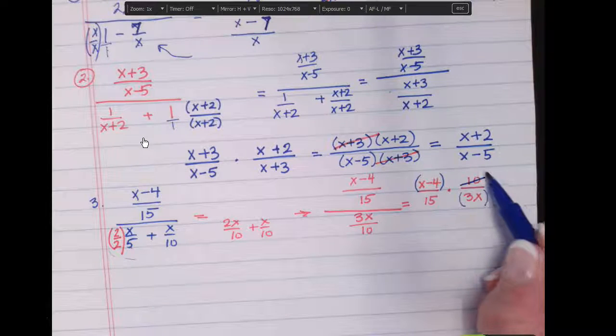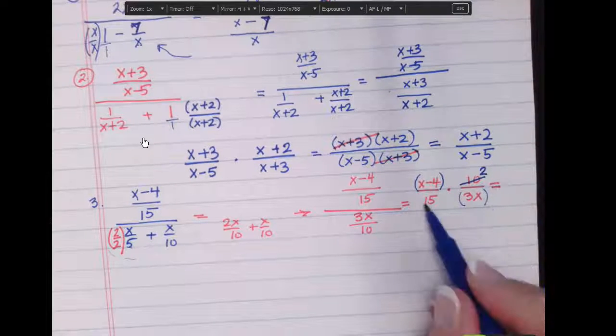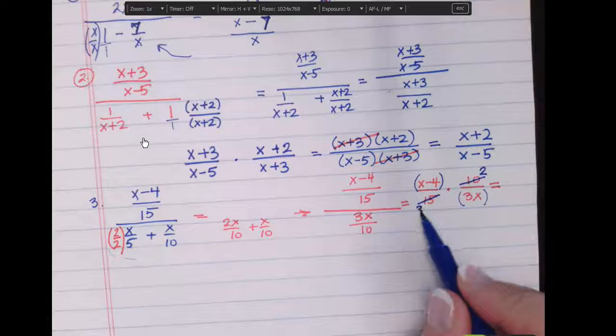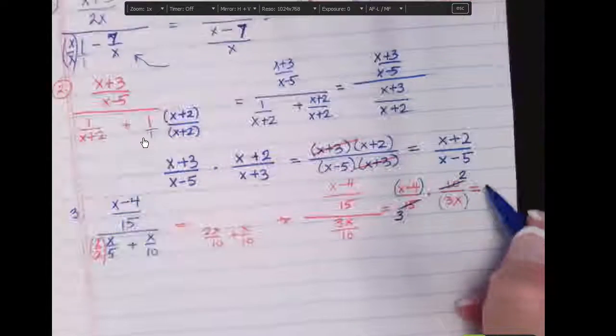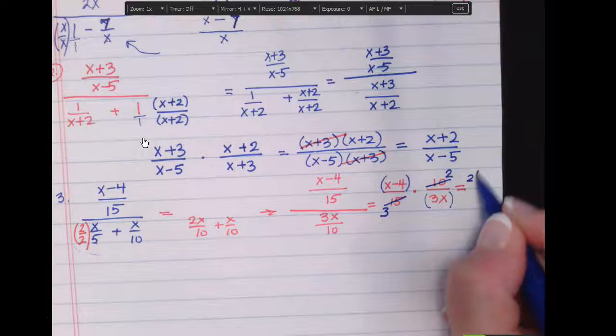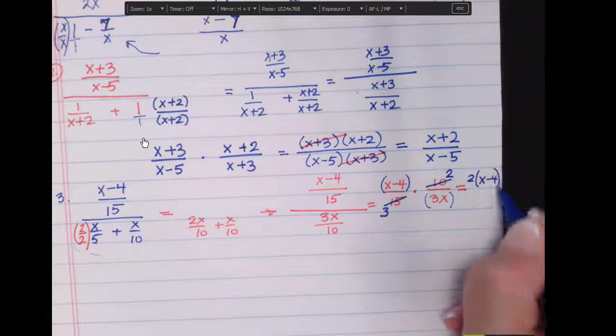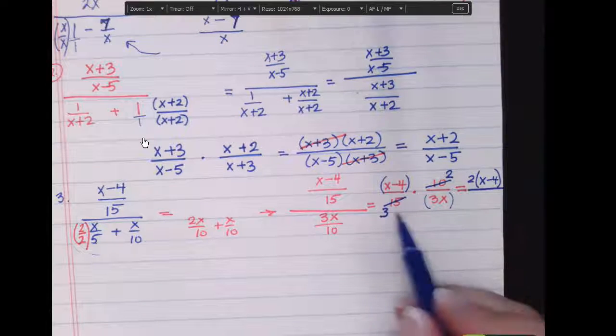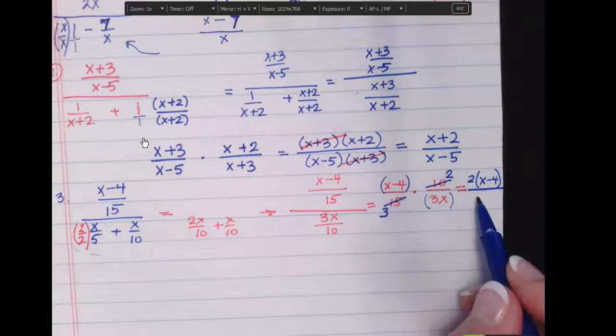So I say 5 goes into 10 2 times, 5 goes into 15 3 times, giving me x minus 4 times 2, or I'll rewrite it like 2 times x minus 4 on the top. And then I've got 3 times 3x, or 9x on the bottom.